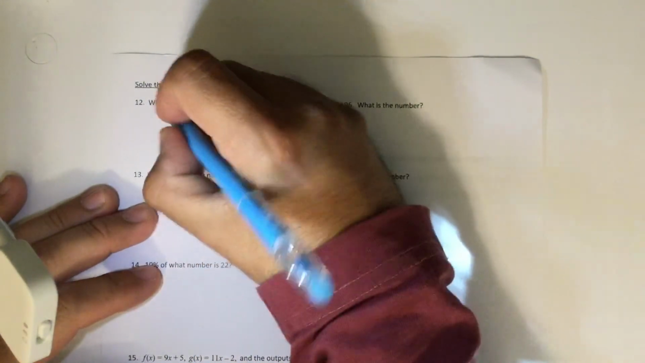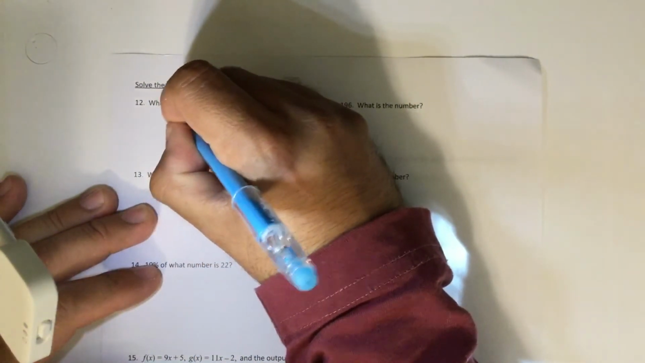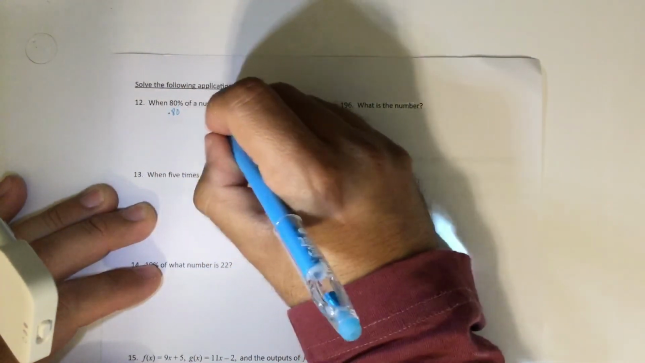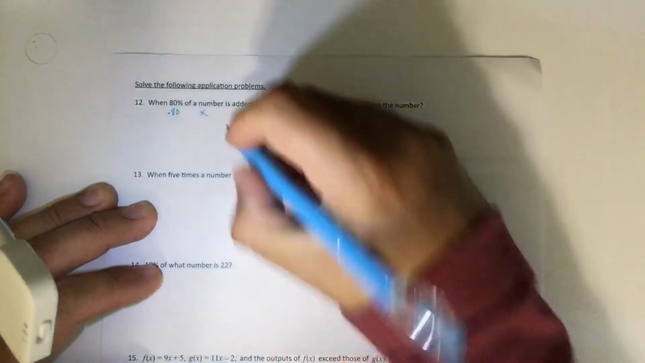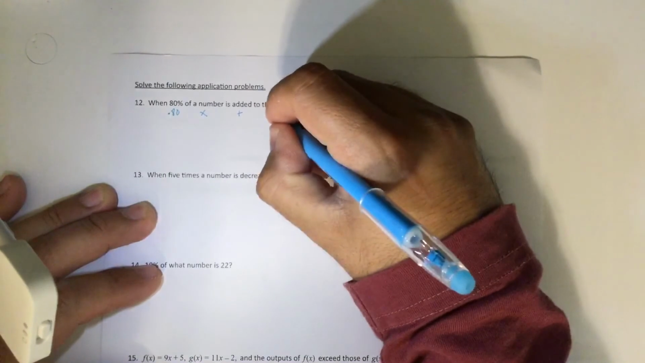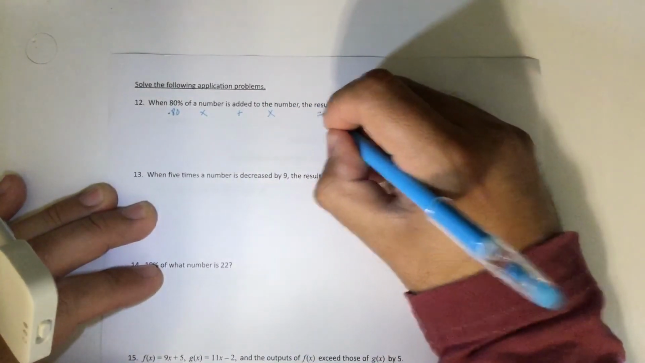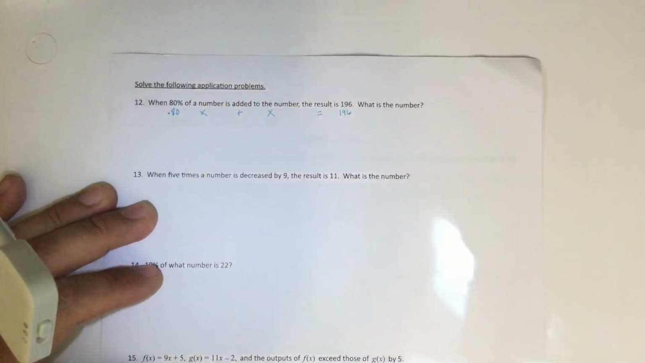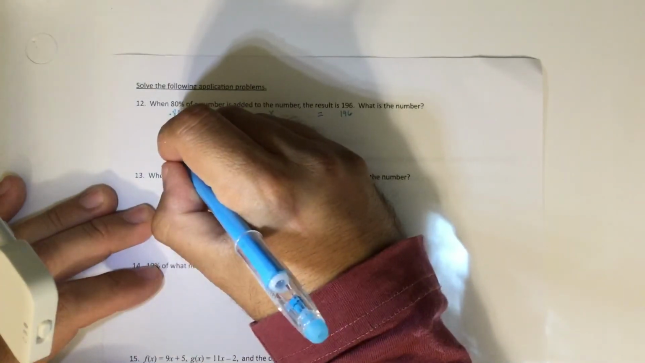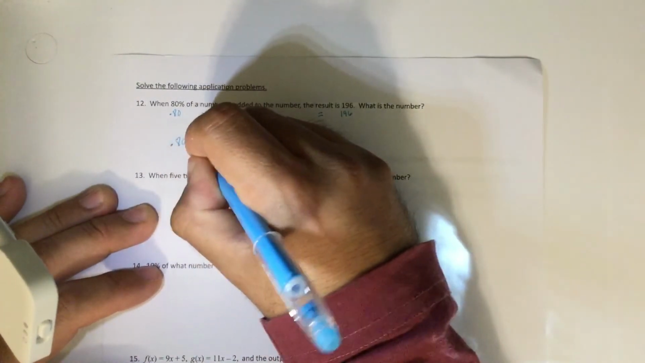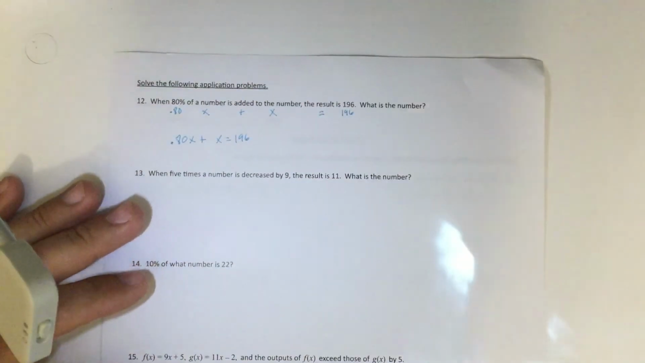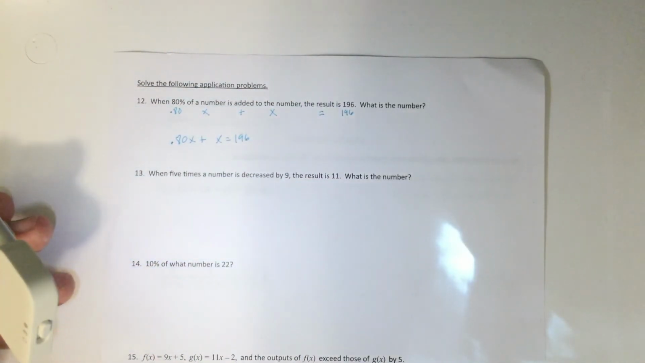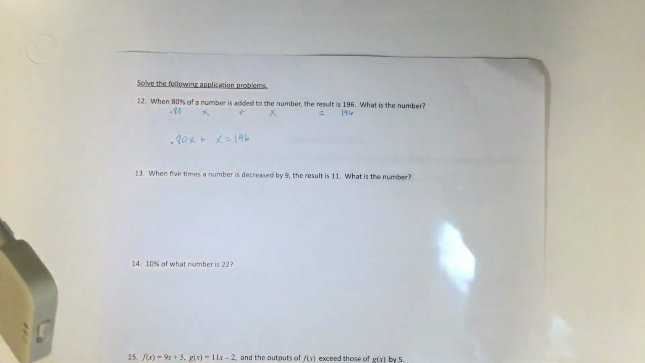So 80%, we're going to make that 0.80 of a number. A number is going to be x, because we don't really know what that number is. Added to the number, again, is x. The result is 196. So there's the setup of my equation: 0.80x plus x equals 196. And we're going to take that over here and see if we can solve it.